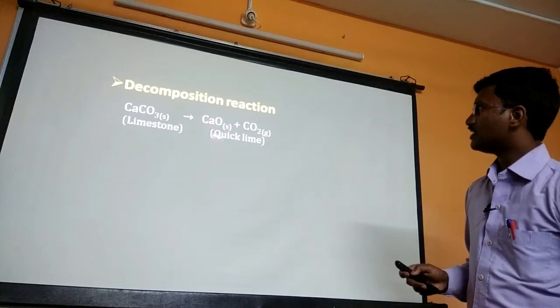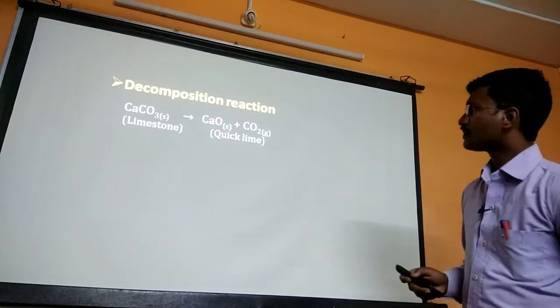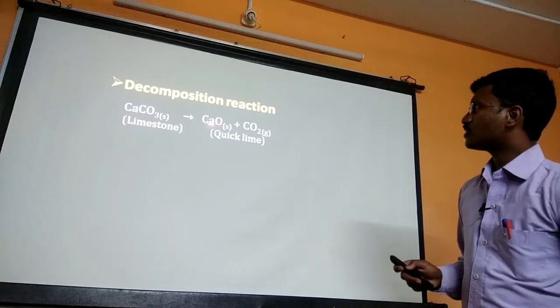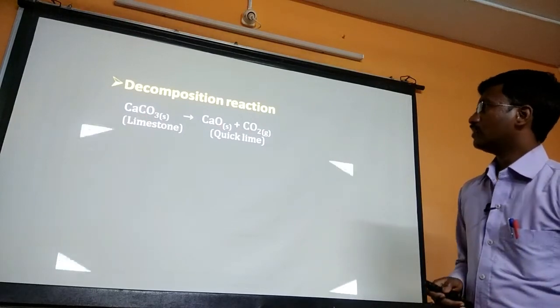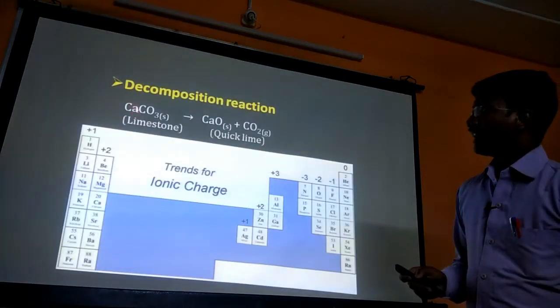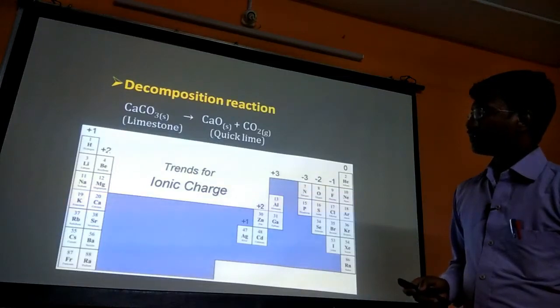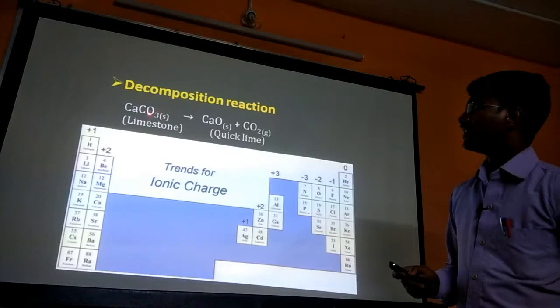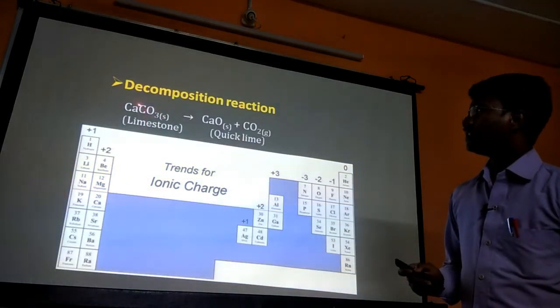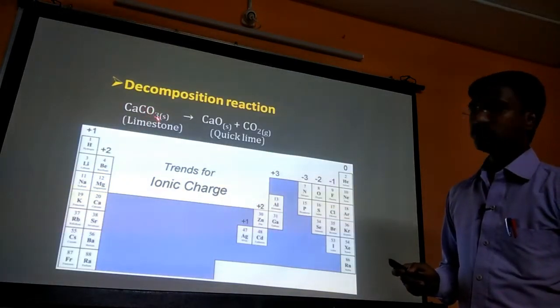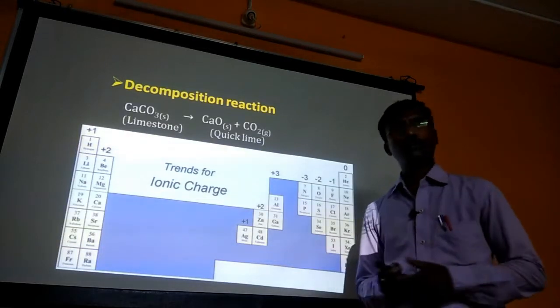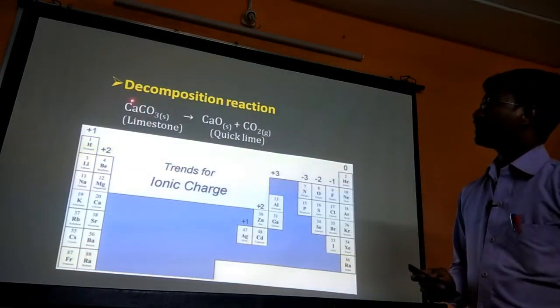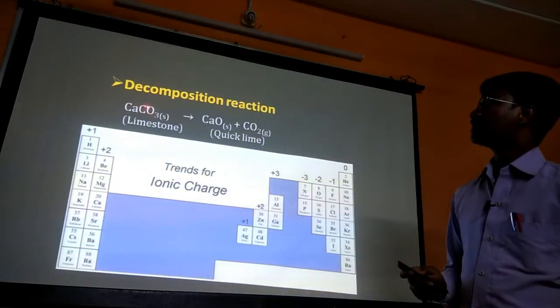Here calcium oxide is called quicklime. Here the number of reactants is 1 and the products are 2. The charge of calcium, it comes in the second group, is +2. CO3 is not mentioned in the periodic table because it is not an element, it is a compound. CO3 is carbonate, the name of CO3 is carbonate. The charge of the carbonate here is -2.